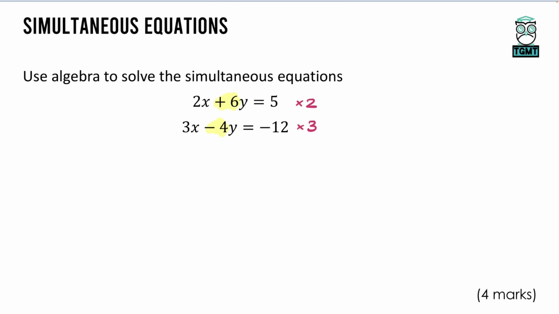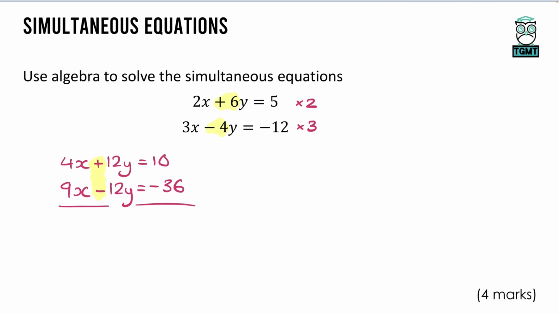So timesing the top by 2, we get 4x plus 12y is equal to 10. For the bottom one, we get 9x minus 12y is equal to -36. Now the way that I approach these is if these have the same signs, I subtract the equations, otherwise we add them together. So we're going to add these two equations together, and that leaves us with 13x is equal to, and 10 take away 36, because we're adding -36, gives me -26.